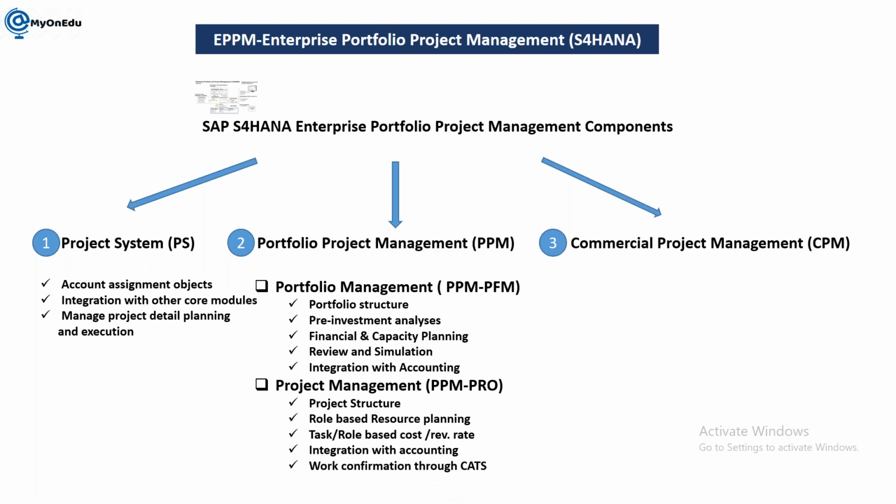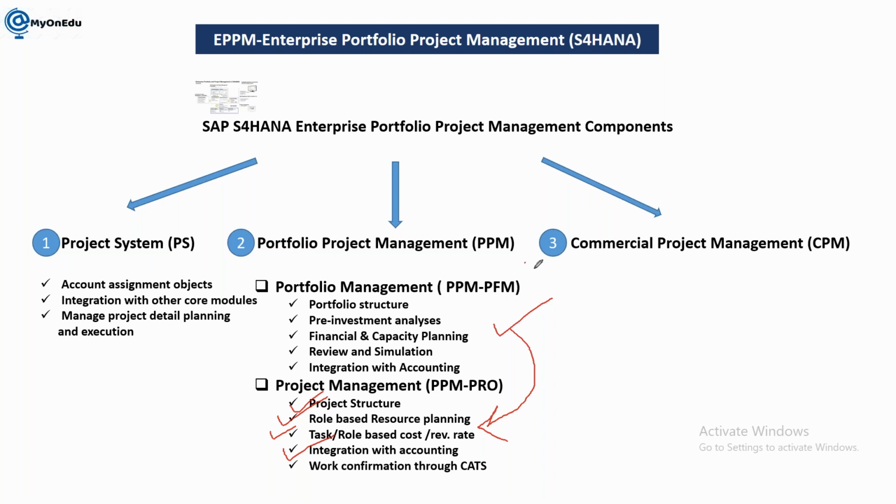In project management, whatever is approved as a proposal in portfolio management, you can execute here. This is a separate module, EPM, PRO, a separate component. It has the project structure. You can do role-based resource planning, and define task and role-based cost and revenue rates. You can calculate the cost, and you can integrate with the accounting system.